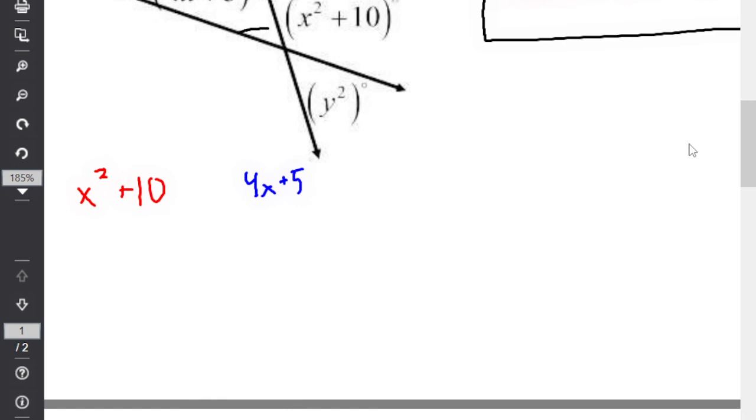A pair of angles that make a straight line. So I take these measurements, add them together, I get 180. There's my equation. Again, combine your terms together. Here's all my x squared terms. Here's all my x terms. And then my number terms, my constant terms, I have a 10 here and a 5 here to be 15.